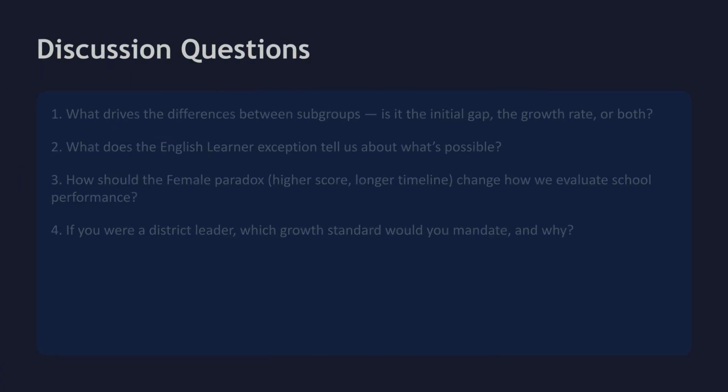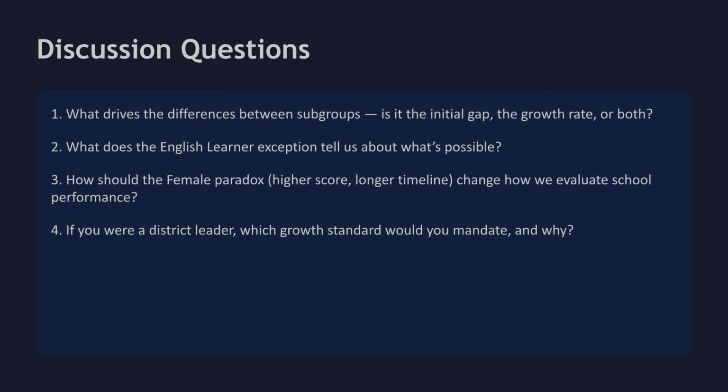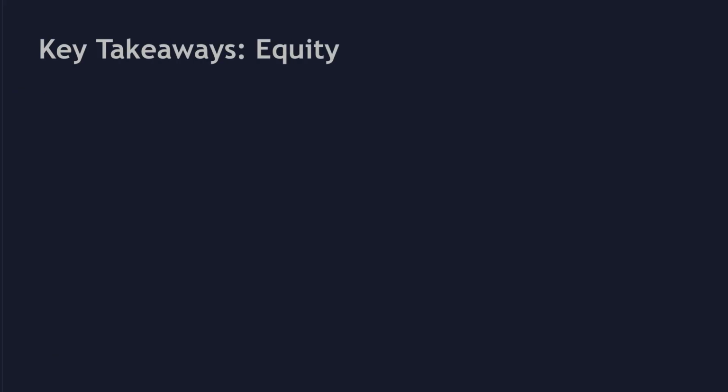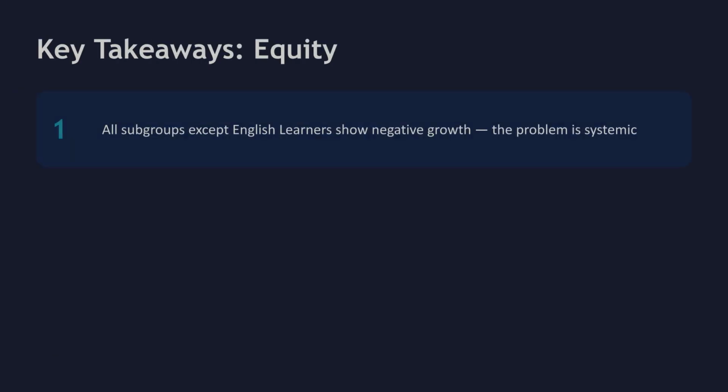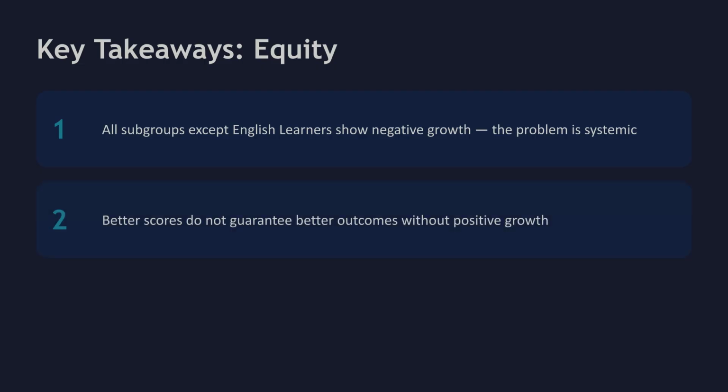We've covered several critical findings, including the drivers of subgroup differences, the implications of the English learner exception, and how the female paradox challenges traditional performance evaluation. Key takeaways include the systemic nature of negative growth across most subgroups, the fact that better scores do not guarantee better outcomes without positive growth, and the power of the English learner exception to transform timelines.